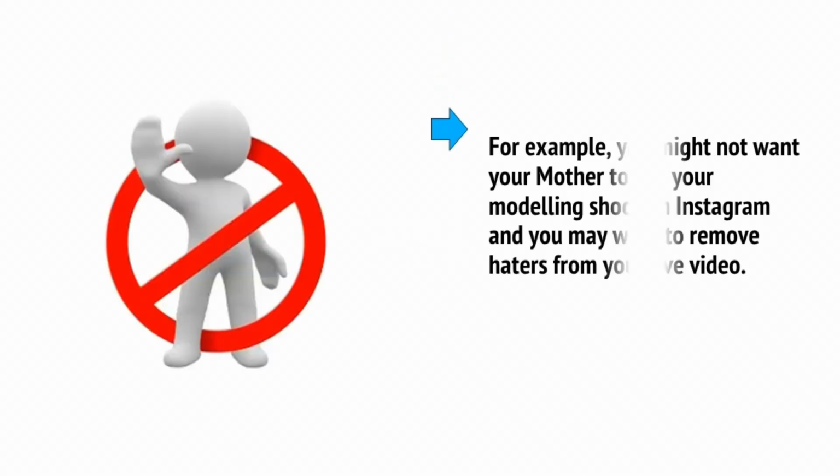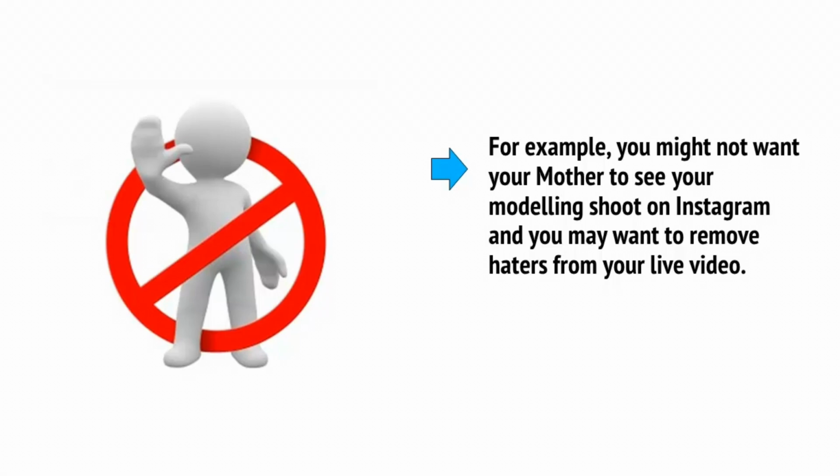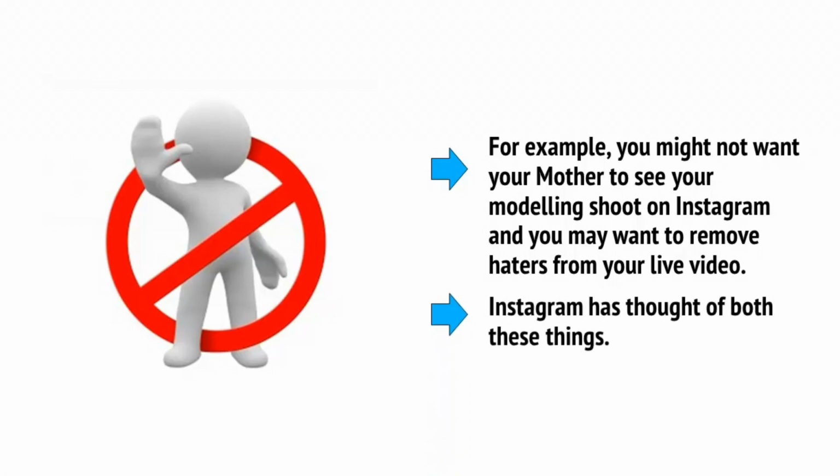Security and privacy is always important, even when you are a marketer and your aim is to reach as many people as possible. For example, you might not want your mother to see your modeling shoot on Instagram, and you may want to remove haters from your live video. Instagram has thought of both of these things.